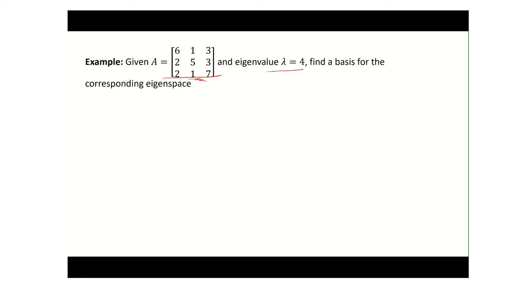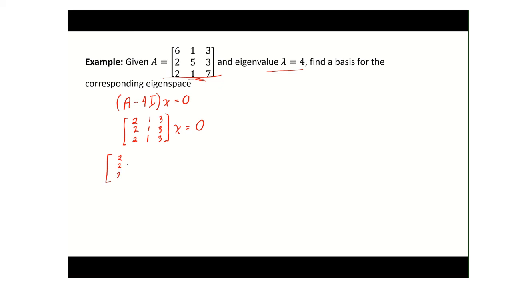So again, finding the corresponding eigenspace, we have to find the solution to A minus 4 times I, the identity matrix, times X equals 0. So what's A minus 4I? Well, you subtract the matrix with 4 all along the diagonal from our matrix A. We get 2, 2, 2, 1, 1, 1, and 3, 3, 3 times our matrix X equals 0. Okay, so now we have the equation. We have to solve it out.